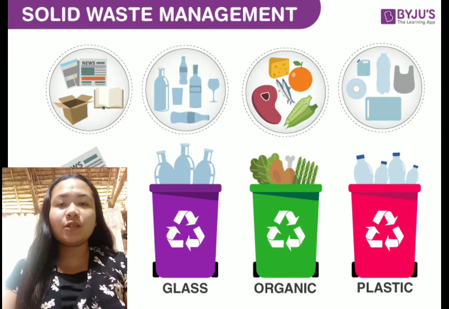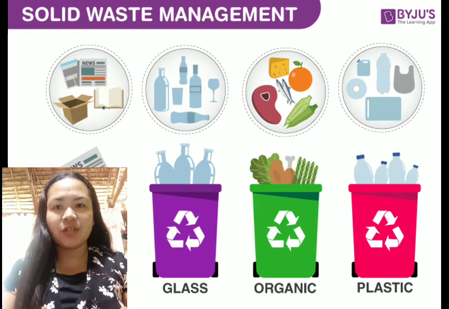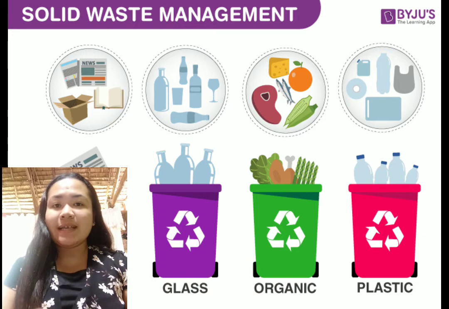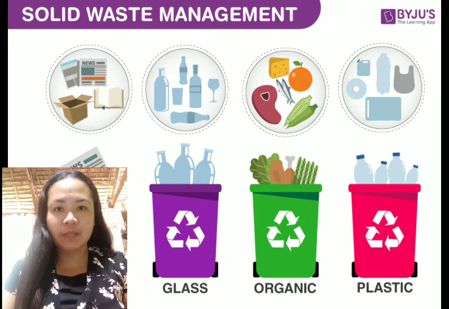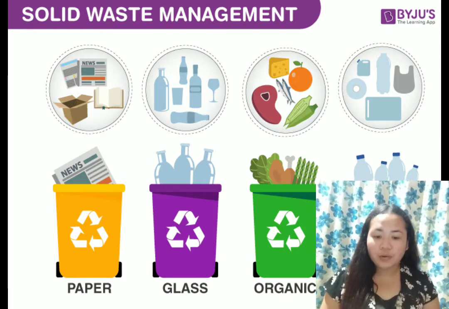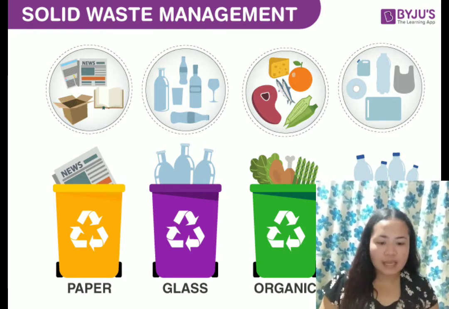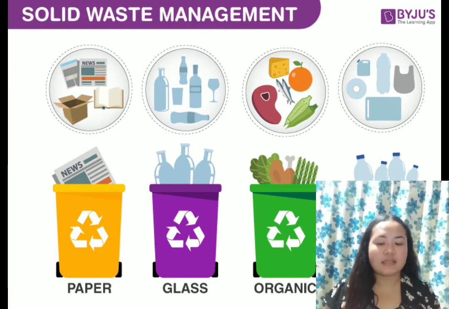The first one is domestic solid waste. Commonly known as trash, garbage, refuse, or rubbish, it is waste consisting of everyday items that are discarded by the public. Inorganic waste consists of paper, corrugated cardboard, plastic, glass, wood, and metal products such as drink cans.